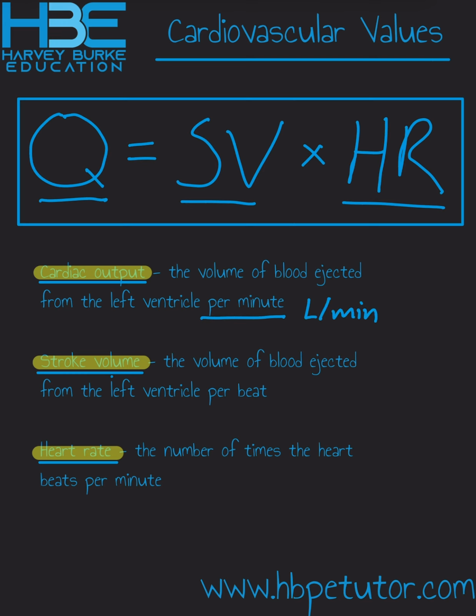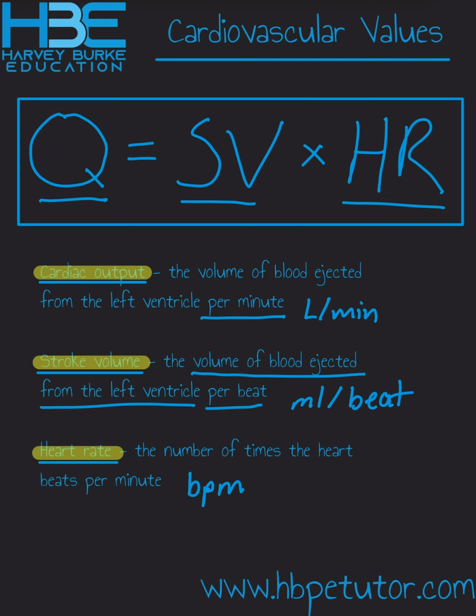Your stroke volume is very similar to that. So it's still the volume of blood being ejected from the left ventricle, but it's per beat this time. So we measure that in millilitres or millilitres per beat. And then heart rate is the number of times the heart beats per minute, measured in beats per minute.